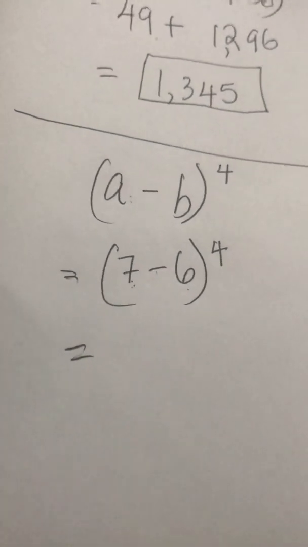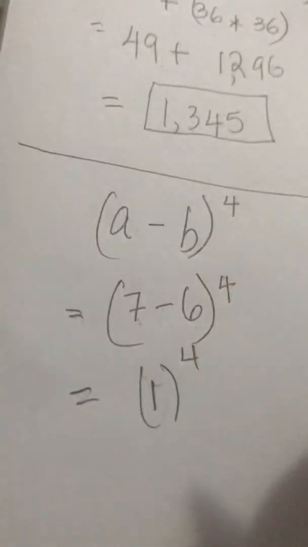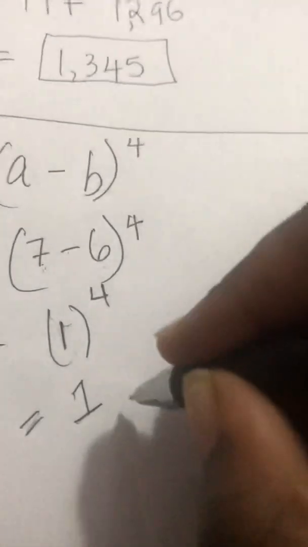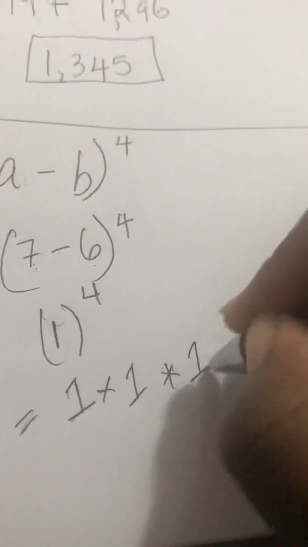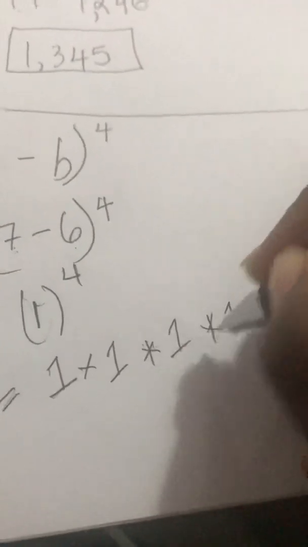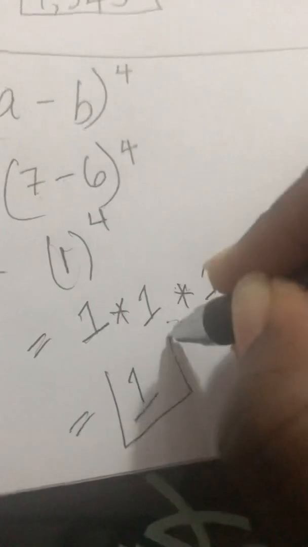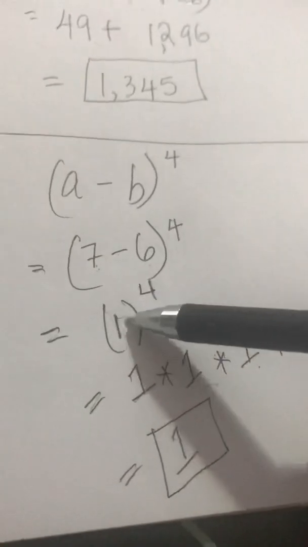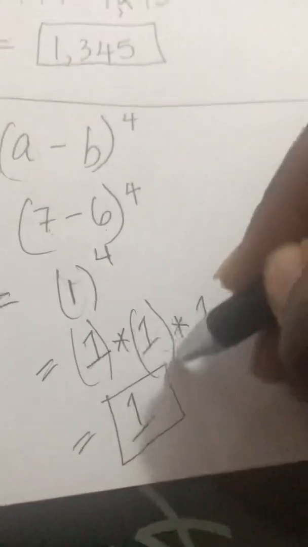7 minus 6 is what? 1. And 1 to the 4th power is just 1. 1 times 1 times 1 times 1. So my answer is 1. Okay? When you have brackets, you make sure you use brackets. Please. In fact, I should just put brackets there. Yes.